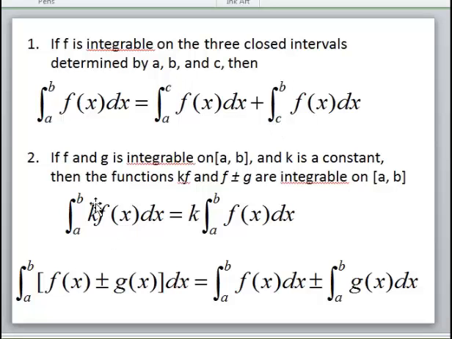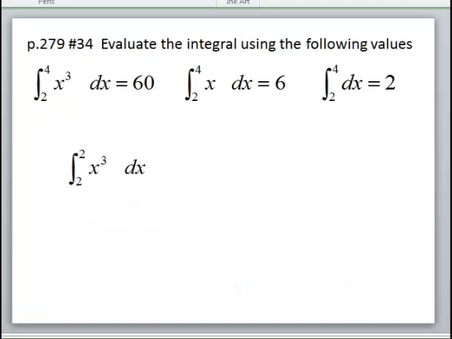The second one I want to talk about real fast is that we can take this constant k. So if k is being multiplied through the function, we can actually pull the k out front and then integrate it. The last one is we can take two functions that are being added together and we can separate them into two separate integrals. So let's look at a couple problems.